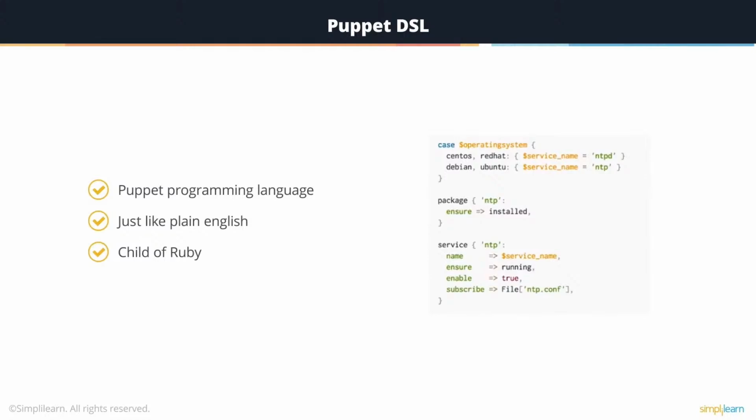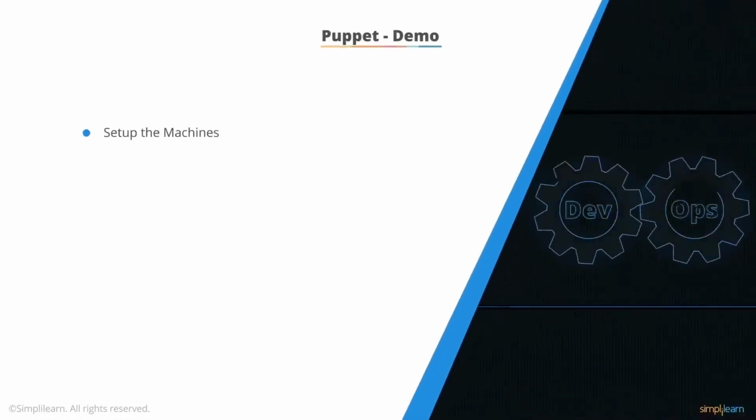We will do that after we install the Puppet server and the client. And then we will write a simple Puppet module to show how to use the Puppet DSL. Let's have a look at the demo we are going to do.